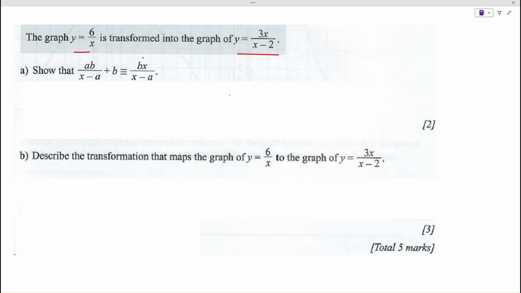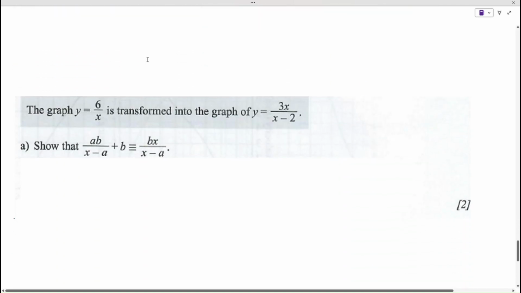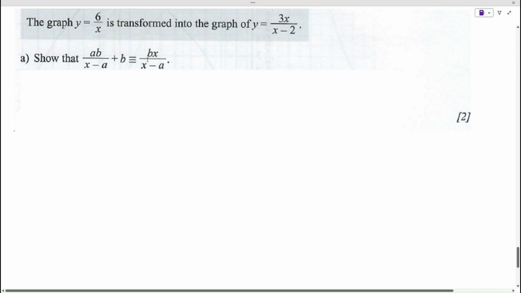For part B, describe the transformation that maps the graph of y equals 6 over x to the graph of y equals 3x over x minus 2. So we're going to start off with part A first. So this is 2 marks, and so it will be relatively easy.